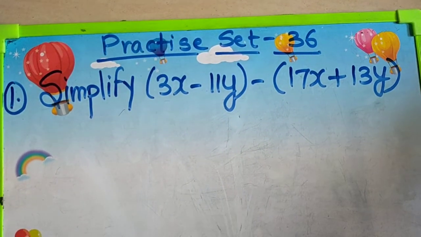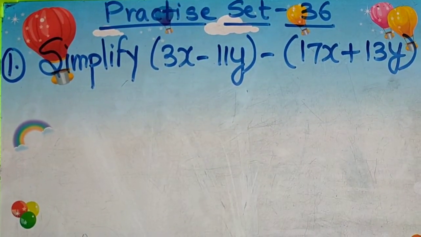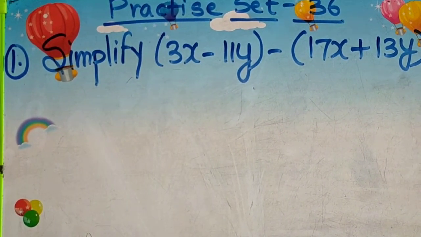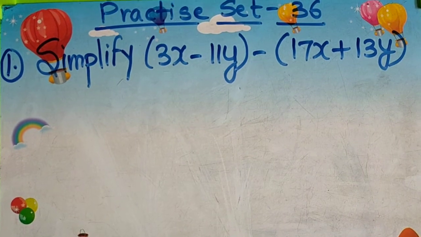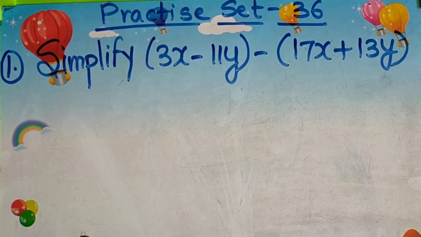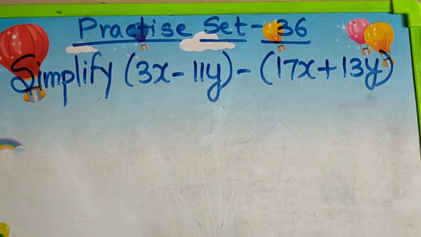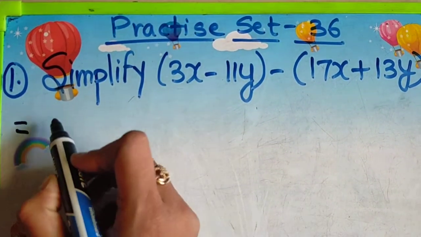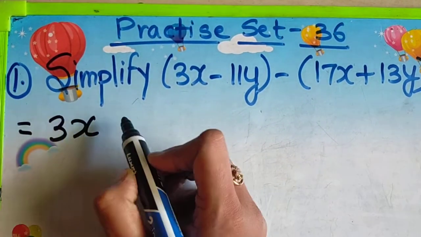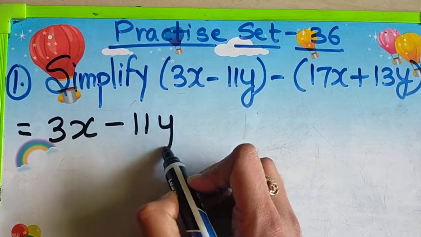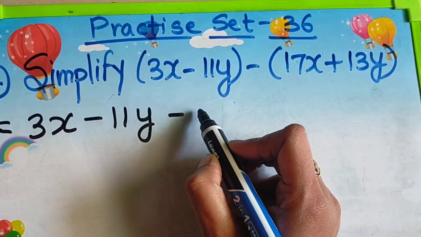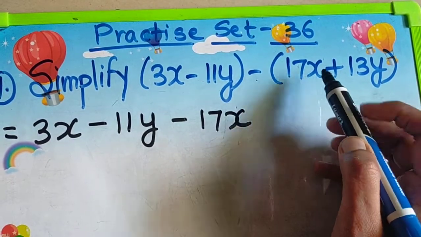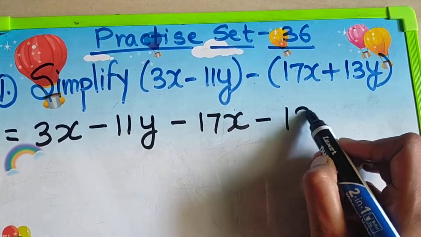As you can see, I have written the question: 3x minus 11y minus 17x plus 13y, and in your textbook you can see that they have given the options also. First I will solve the sum and let's see which option we will get as the answer. Okay, so as you all know, we have to open the brackets. So I will write 3x minus 11y minus 17x, and this plus and this minus and plus will become minus 13y.